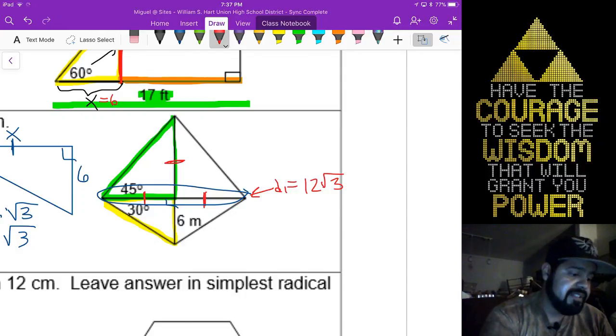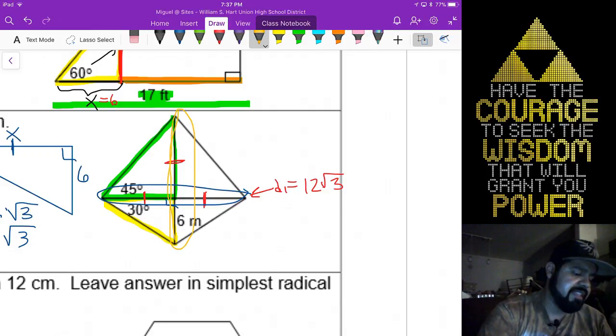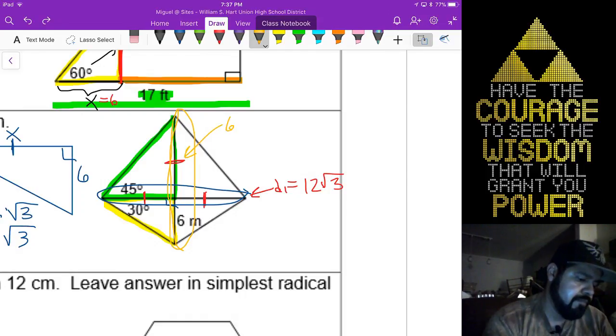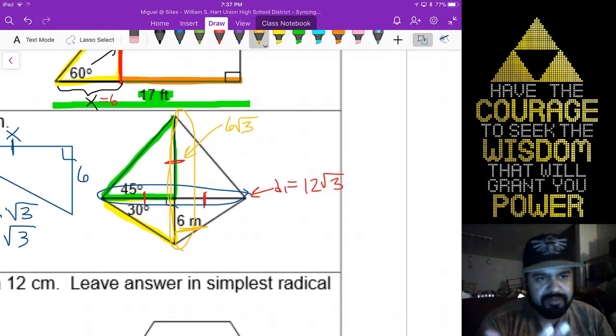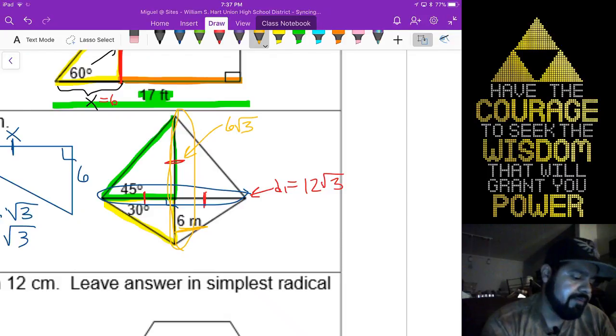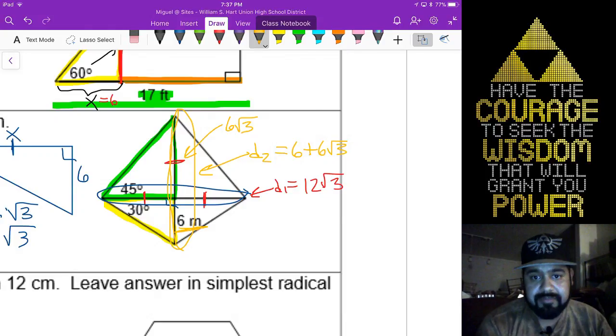Now the other diagonal's not as easy to recognize because, like I said, it's been a while since some of you have done this. But when you're combining these two, since this one is 6 rad 3, and the other one is 6, we can't actually add them. We can't say it's also 12 rad 3. That's not how it works. So what we instead say is that diagonal 2 is equal to 6 plus 6 rad 3.